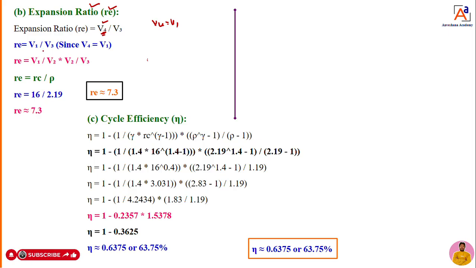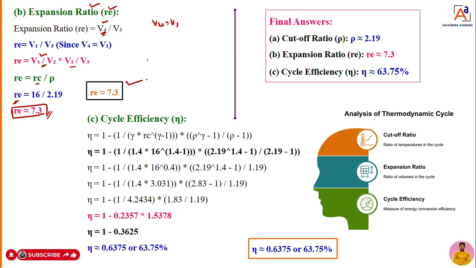Okay, fine. RE is equal to this, I can express as I told dear students, the same thing, V1 by V2 into V2 by V3. This is nothing but RC, and this is nothing but 1 by rho. So expansion ratio is equal to RC value 16 divided by rho value 2.19. Do simplification, you are going to get expansion ratio as 7.3. That I have done, dear students, here now.